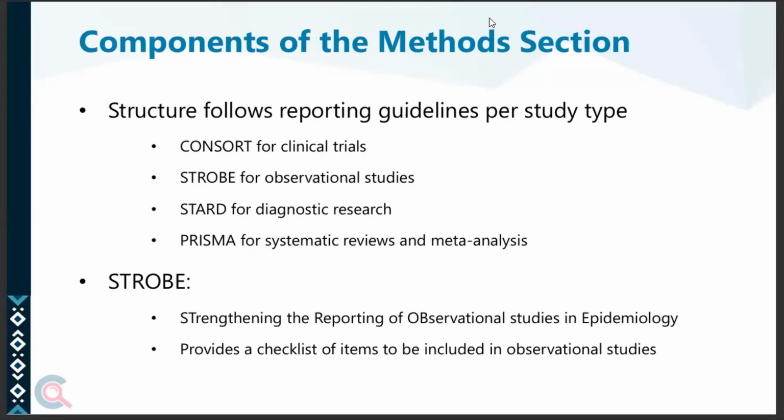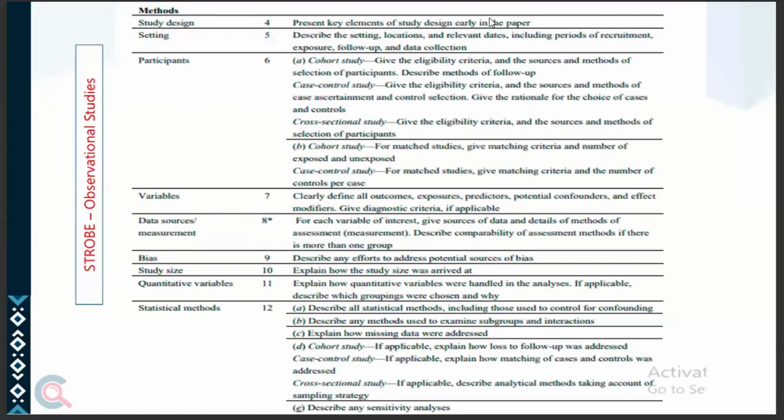The STROBE guidelines, which stands for Strengthening the Reporting of Observational Studies in Epidemiology, provides a checklist of items to be included in observational studies. This is an example of the STROBE guidelines. The STROBE guidelines is made up of key important sections that should appear in your method section.